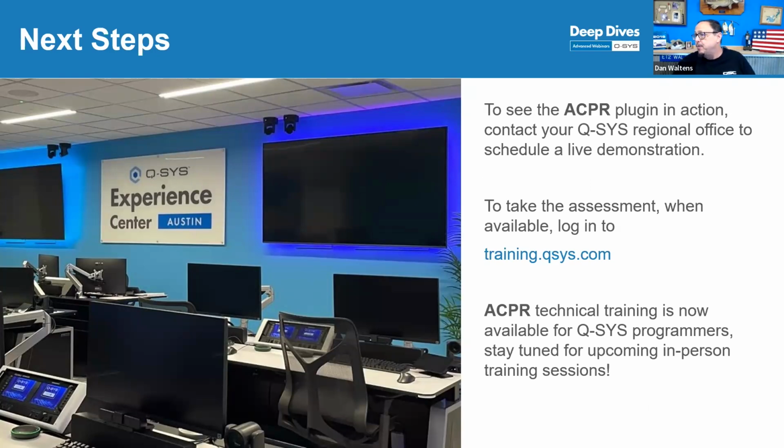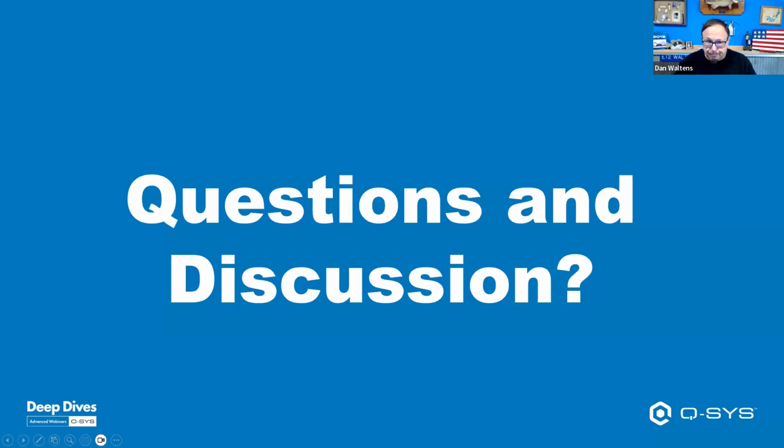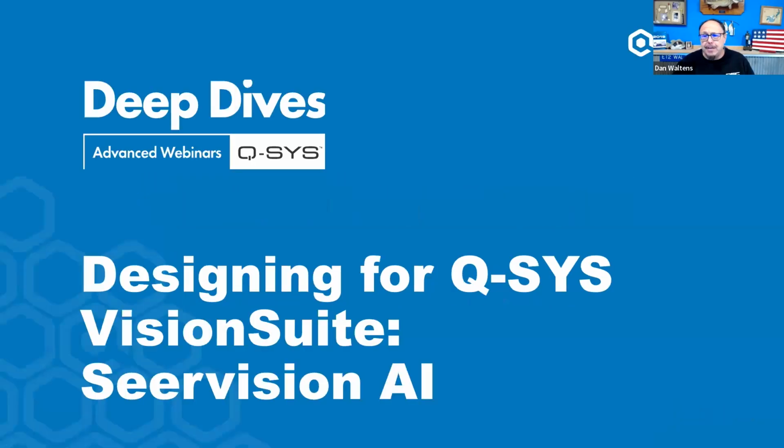If you want to see the ACPR plugin in action, you can go to our Q-SYS region. You can contact your Q-SYS regional salesperson, and they can schedule a live demonstration from one of our offices. Also, you can go to training.qsys.com and log in and potentially take the assessment for this if you would like to. So I'm going to move right into designing for Q-SYS VisionSuite with the Seervision AI.